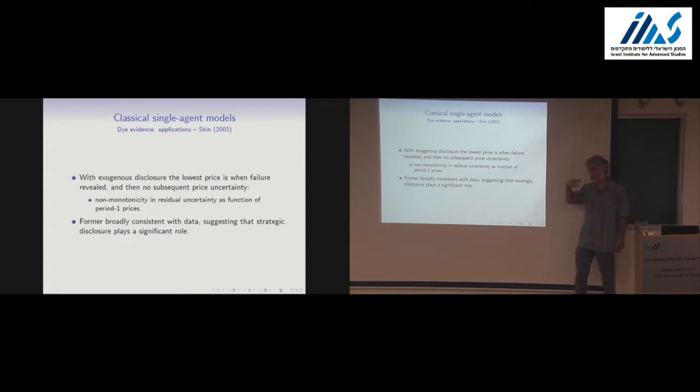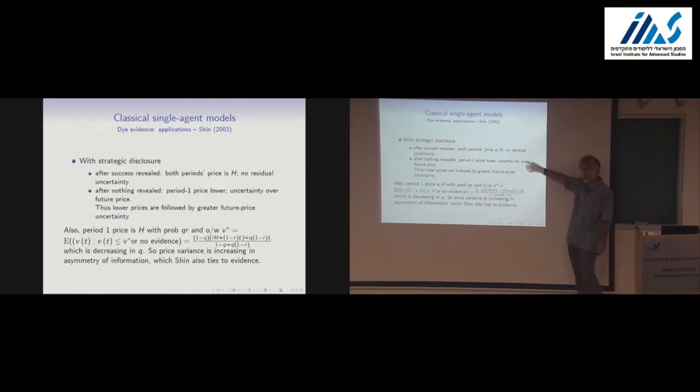Okay? Shin says, and this is outside my realm, I just read what other people say about evidence, that there's documentation that the price variability is higher as prices are lower. So in other words, this environment with exogenous disclosure is not consistent with actually observed prices, whereas this environment with strategic disclosure is consistent with actually observed prices over time.